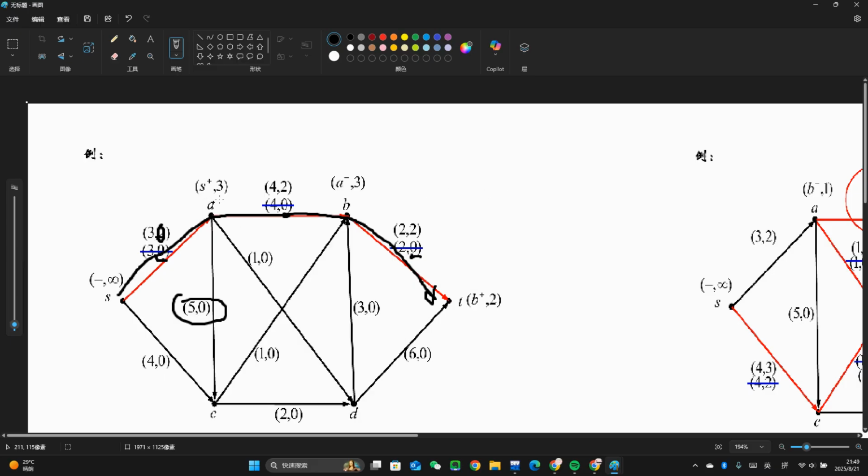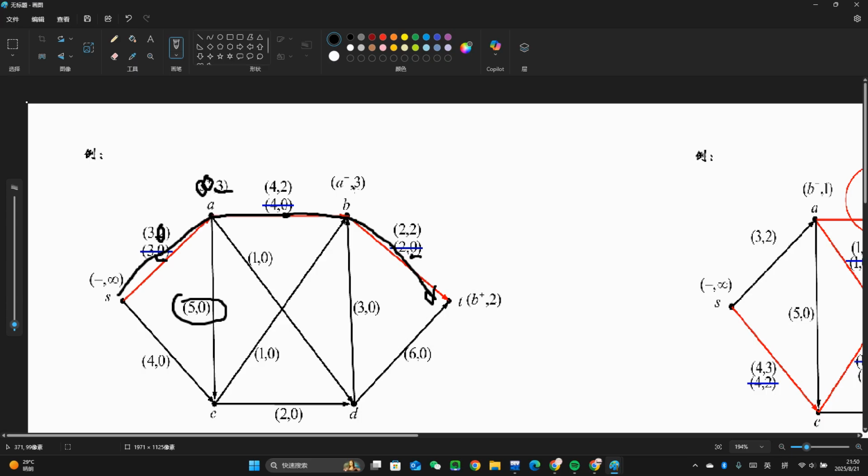And we also mark on each point. This is why Ford-Fulkerson is called the maximum flow marking algorithm, because you have to mark every node and mark where the increased flow came from. If there's a plus sign, that means it came from a forward edge, and the letter before it represents whichever point it came from. In this case, it's S plus, meaning a forward edge increased the flow by 3 over here.